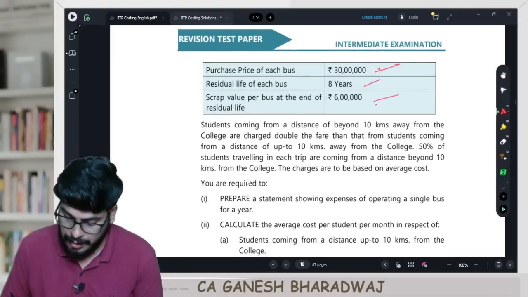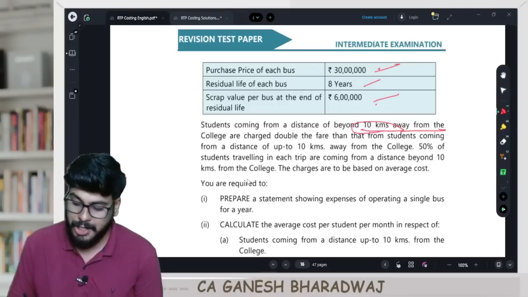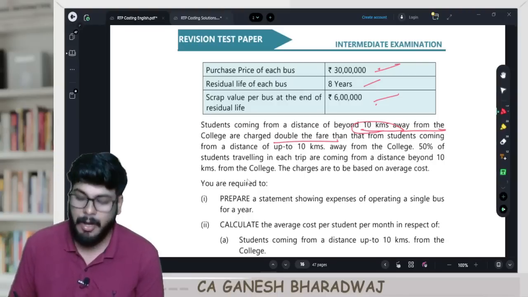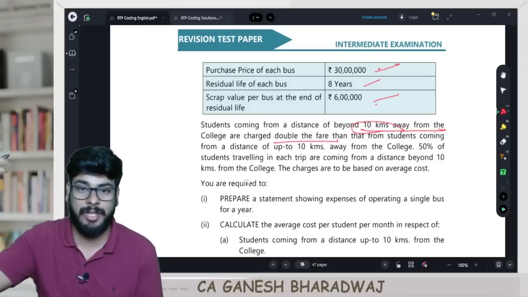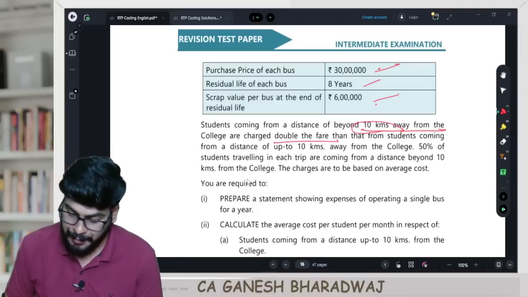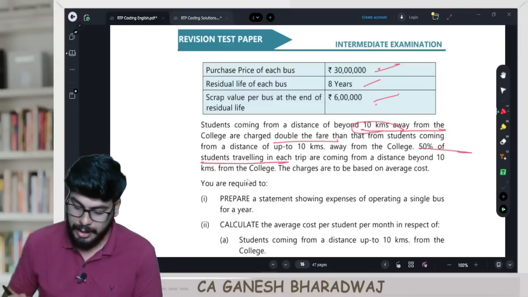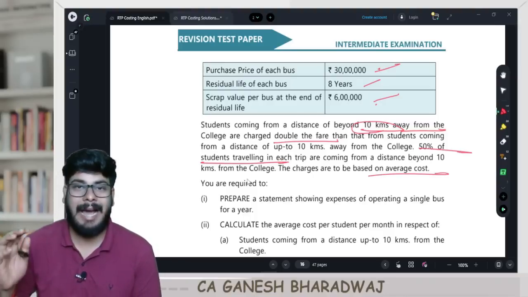Students coming from a distance of beyond 10 kilometers away from this college are charged double the fare than the students coming from a distance of up to 10 kilometers. Perfect. So then you have the concept of equivalent students and all, right? Fine. Then 50% of the students traveling in each trip are coming from a distance beyond 10 kilometers from the school, and the charges are to be based on average cost.